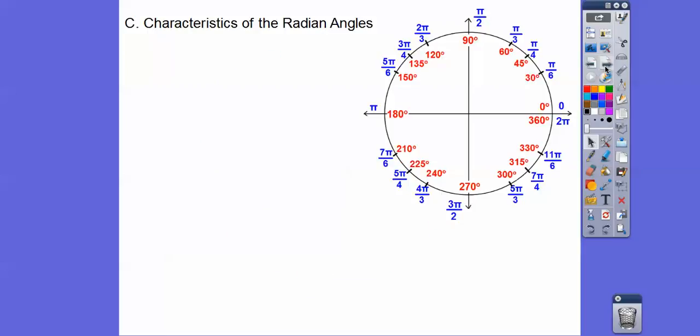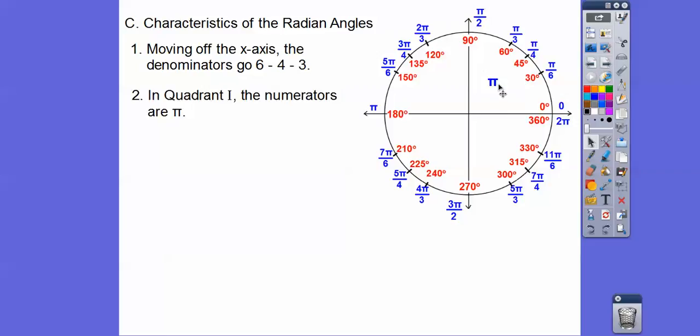So here are characteristics of our radian measures. Moving away from the x-axis along these special angles, the denominators go 6, 4, 3. Same with this one, from the x-axis, 6, 4, 3. You see how the denominators are 6, 4, 3, 6, 4, 3. In quadrant 1, they're all pi over 6, pi over 4, pi over 3.